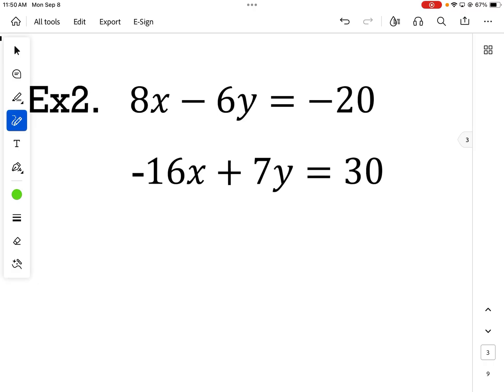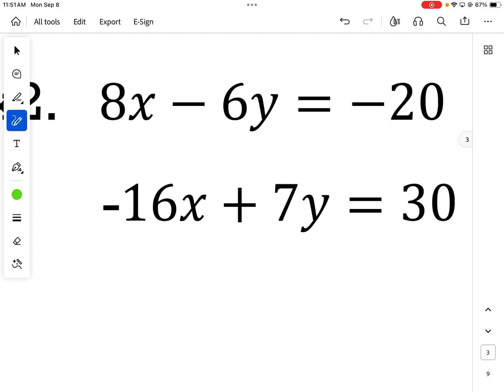8x minus 6y equals negative 20. Okay, so let's look down the columns at the x. I have 8x and negative 16x. Those aren't the same. They're not opposites. I mean, one of them was positive, one was negative. And then I have negative 6y and 7y. Those aren't opposites. So I look and see what can I easily do to either one or both equations to make the x's or the y's cancel?